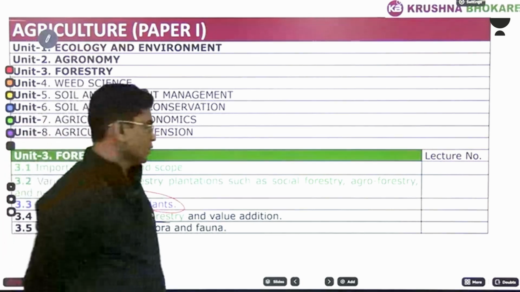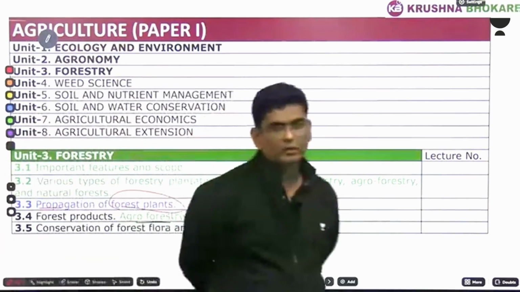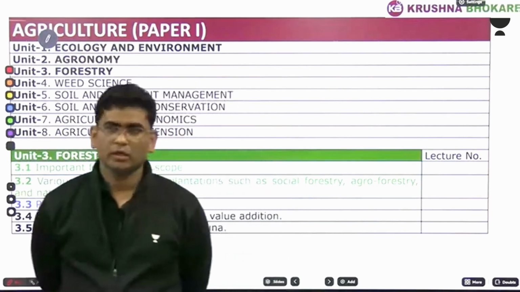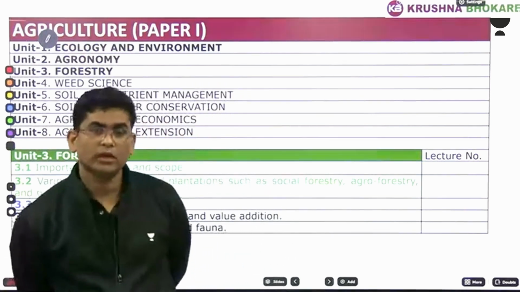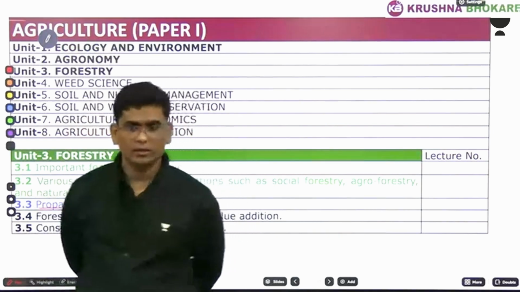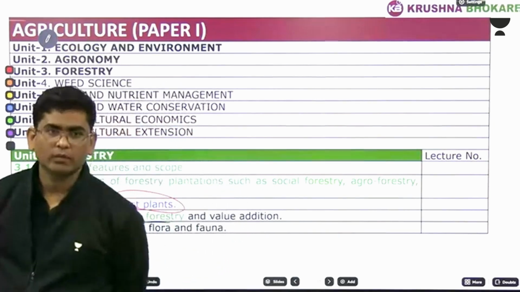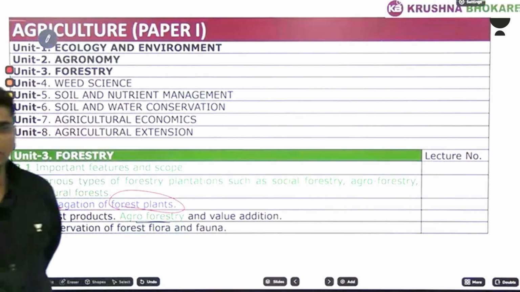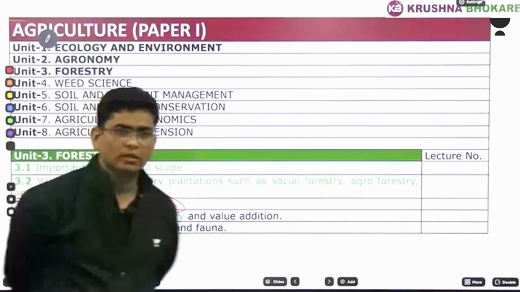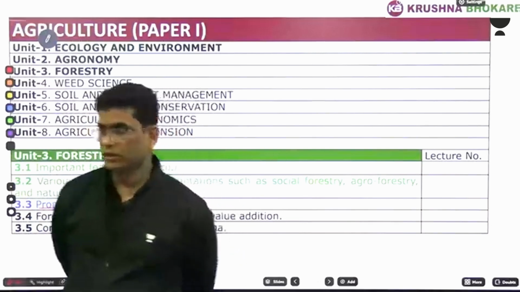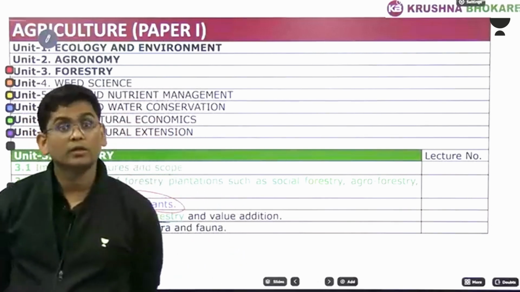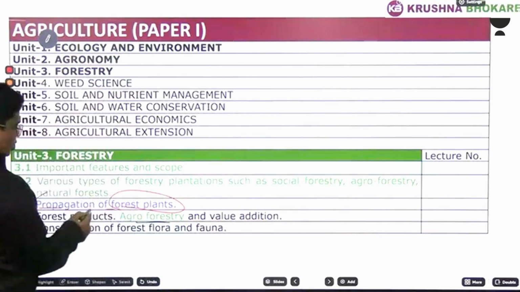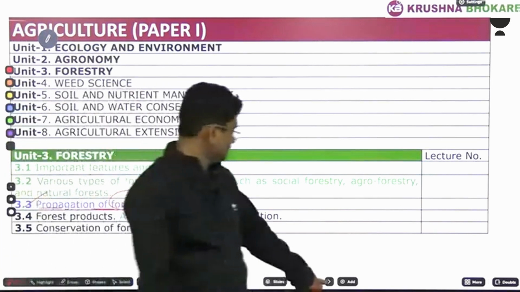ठीक है. So propagation is of two major types, sexual and asexual propagation. In sexual propagation, the multiplication is with the help of seeds. In asexual propagation, with the help of asexual parts, that can be the leaf, root, stem, or sometimes with the help of micro propagation like tissue culture method. These are the basic things we will see in the propagation of forest plants. This is a very simple chapter.